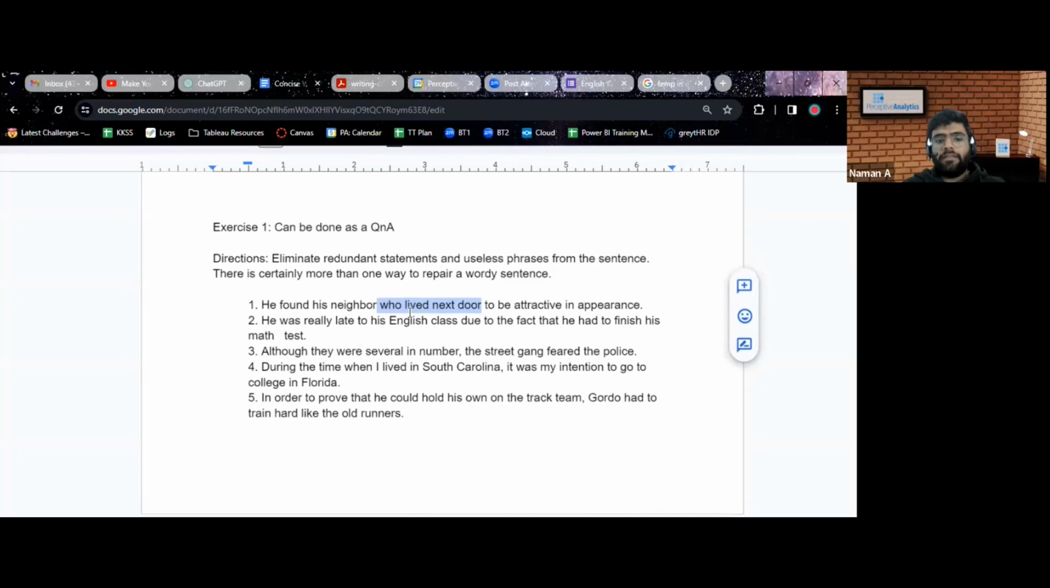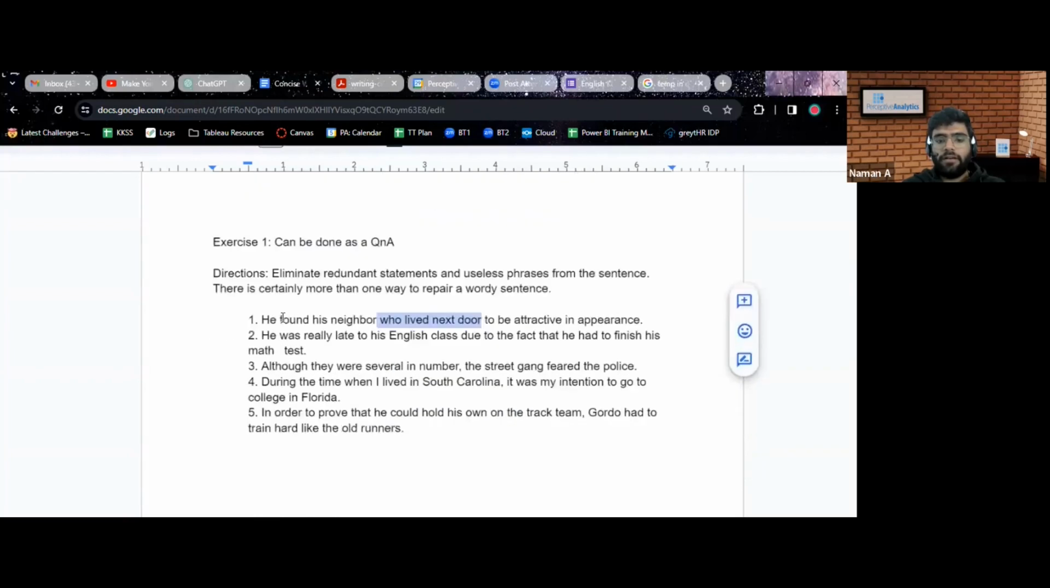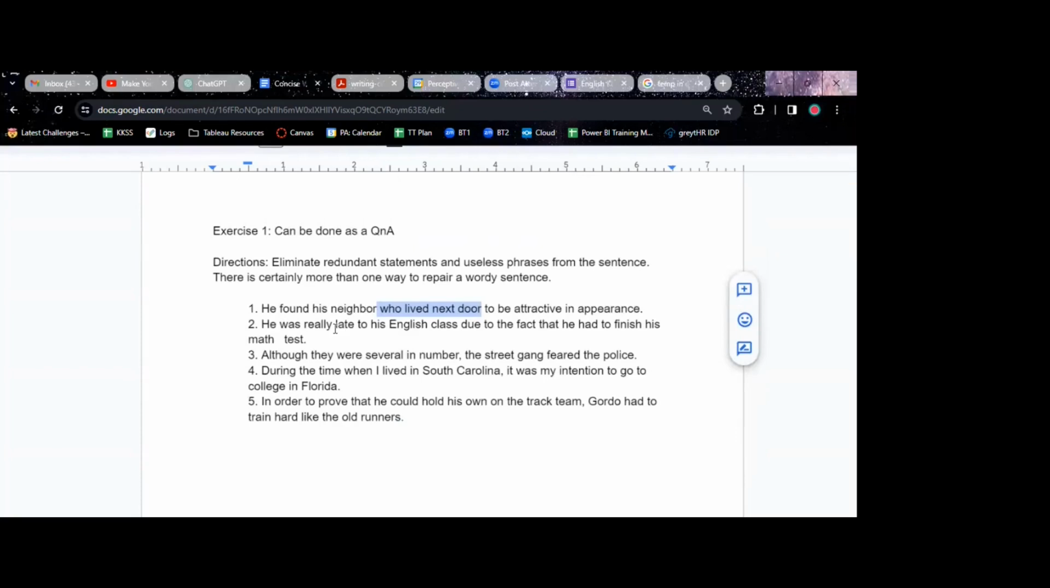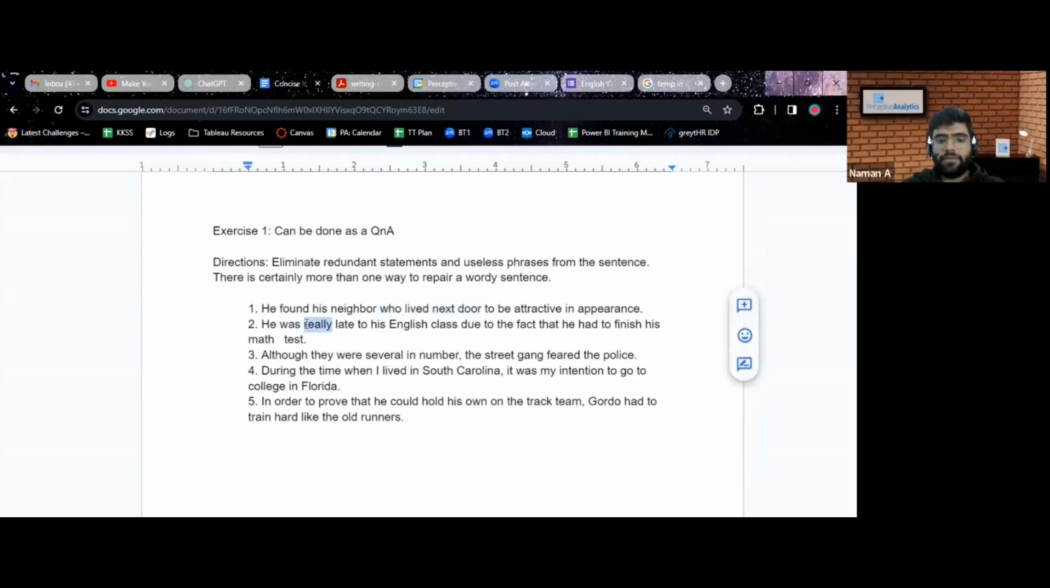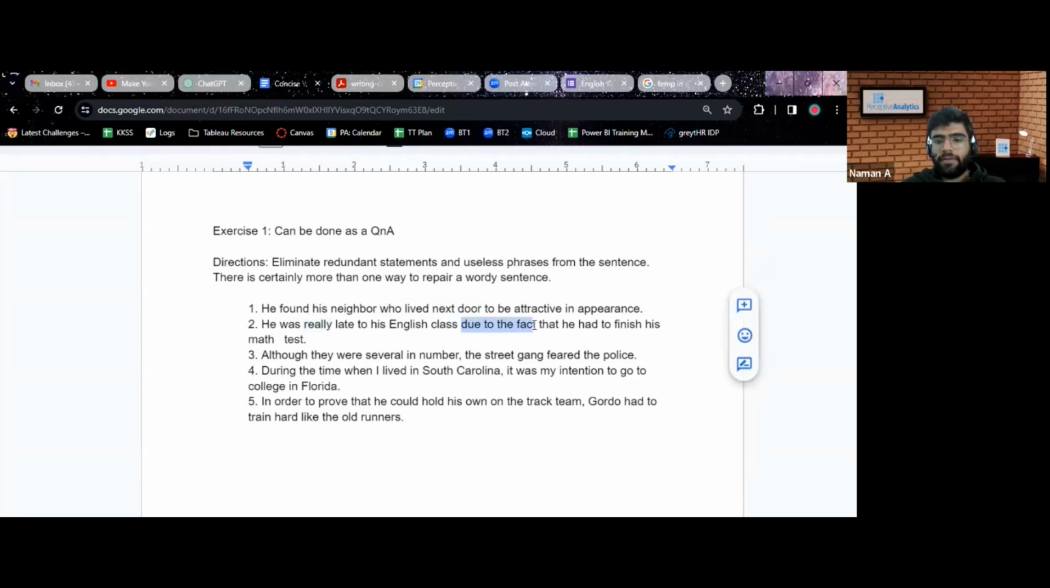It's fine. Then the second one: he was really late to his English class due to the fact that he had to finish his math test. Based on these tips, would anybody like to volunteer? Really could be removed. Yes, we can remove really. He was late to the English class. Remove due to the fact that and replace it with because.